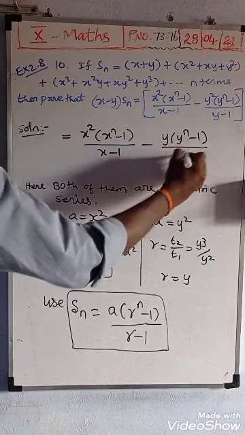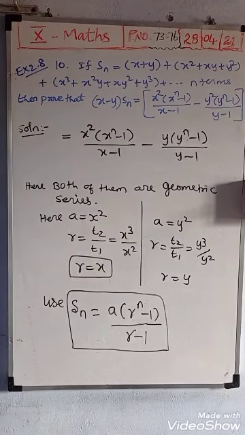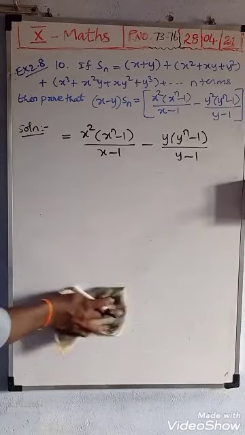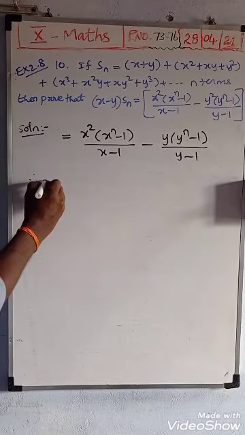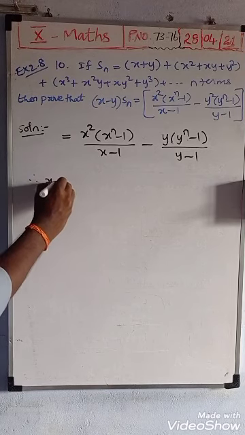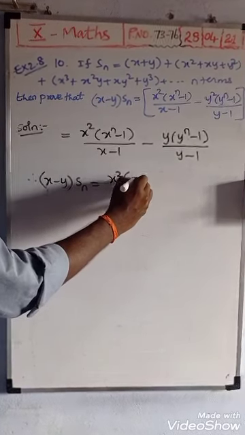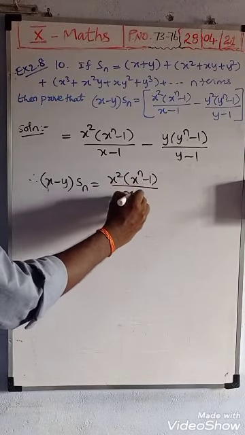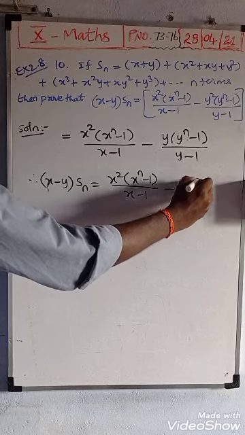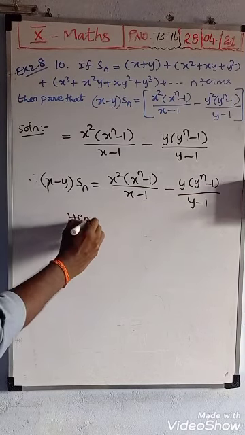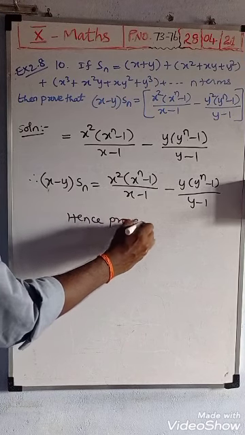R value is here, y. So y minus 1. What we want to prove? The RHS, we want to prove this one only. Therefore we prove. Yes. Therefore x minus y of left hand side, already what we did, x minus y of Sn is equal to x squared. Right hand side we received as this answer. So we want to prove this one only. Therefore hence proved.